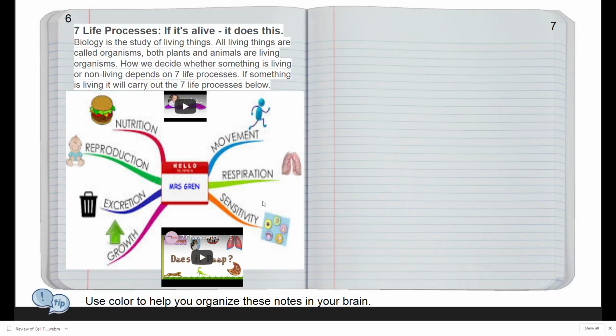Tomorrow we'll be working on page 7, so please have this completed so you can stay up with your assignments.